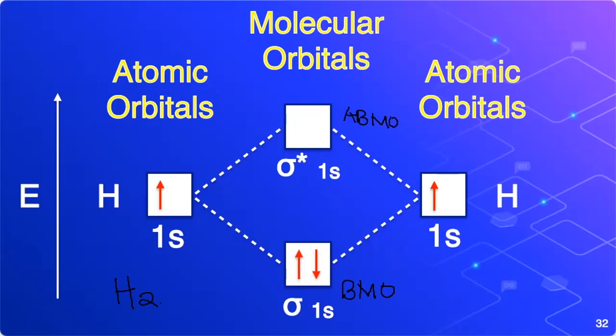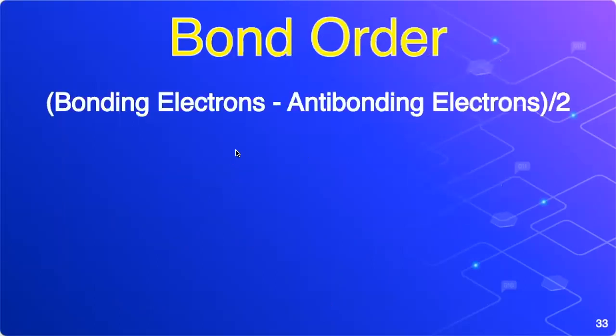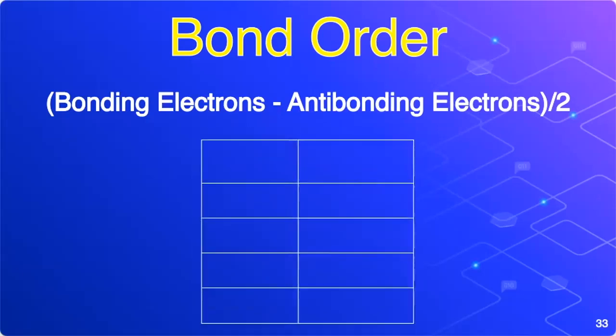So how do we compute for the bond order? To compute for the bond order of a molecule, we need to subtract the antibonding electrons from the bonding electrons in the molecular orbitals and divide it by 2. So these are the possible values for the bond order. For a bond order of 0, we expect that there will be no bonds formed between the atoms.